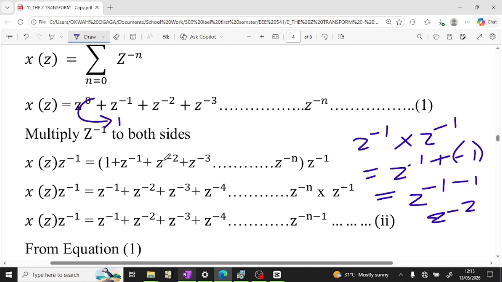This times this will give you this. This times this will give you this. This times this, this one, they brought this guy out. So this times this will be what? It will give you z to the power minus n minus 1, because based on indices, you have to add the powers. Add the powers. But when you see plus and minus together like this, you take the what? Minus. So this is what you have.